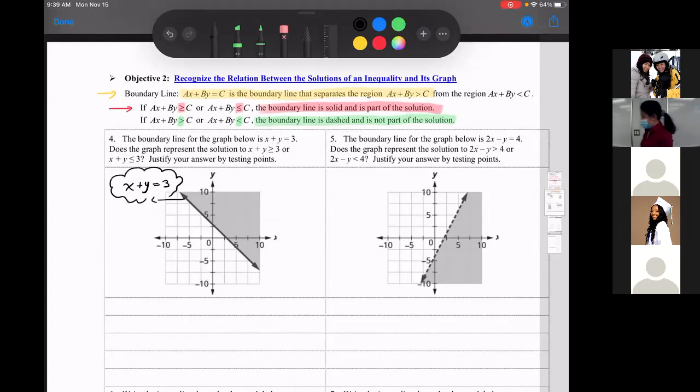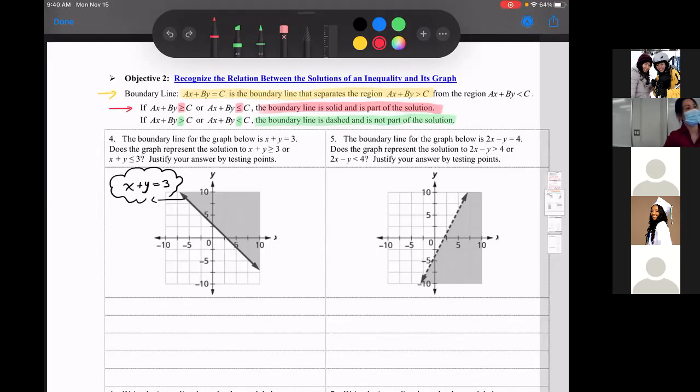Now, they want you to take a point to test that. If this graded region is a solution of one of the inequalities right here, which one? Let me ask you something before I do this problem, from your previous knowledge. If I give you an equation, how many scenarios would you have for a solution?